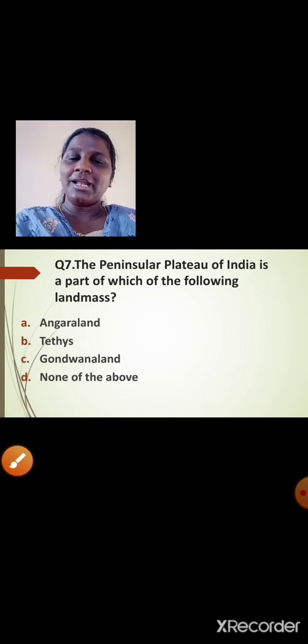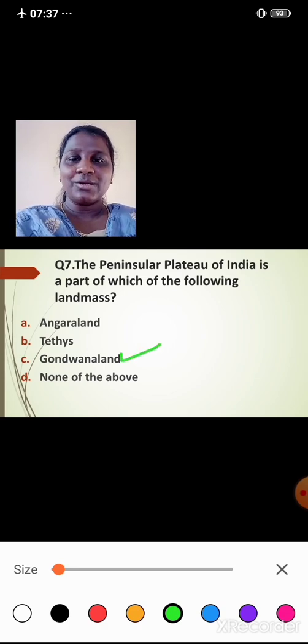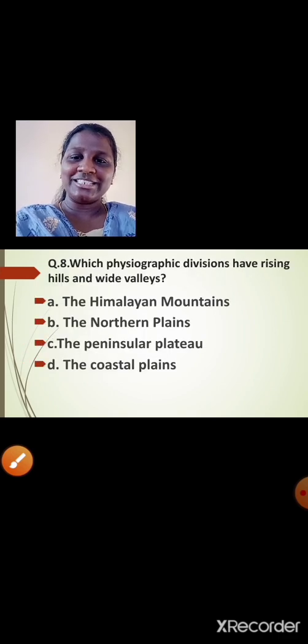The peninsular plateau of India is a part of which of the following landmass? Option A, Angara land. Option B, Tethys. Option C, Gondwana land. Option D, none of the above. Yes, students, can you guess? The peninsular plateau of India is a part of which of the following landmass? Yes, it's option C, Gondwana land. Very good.